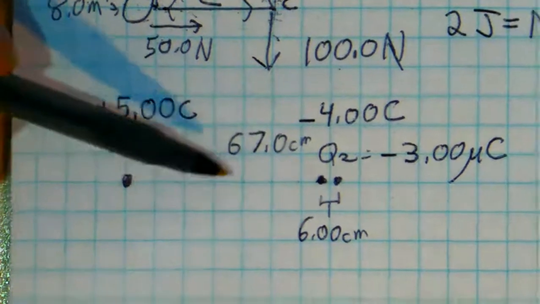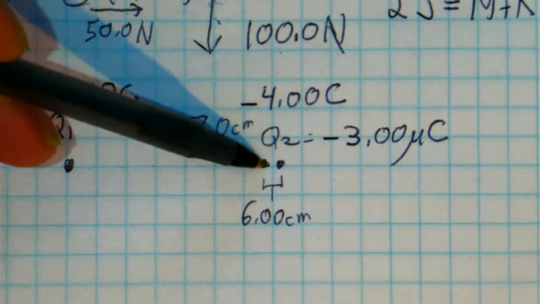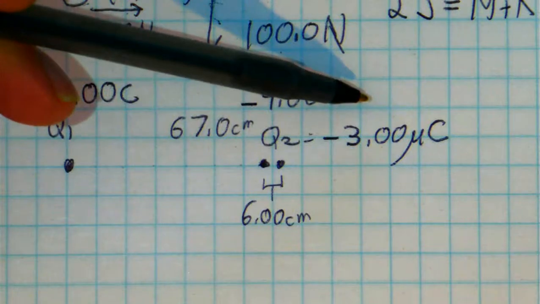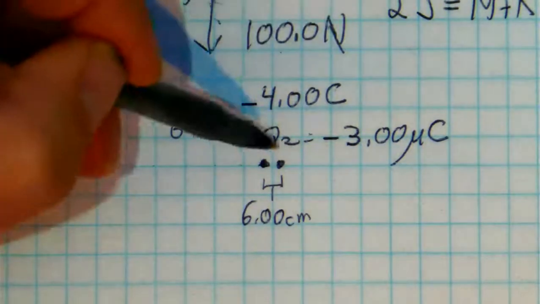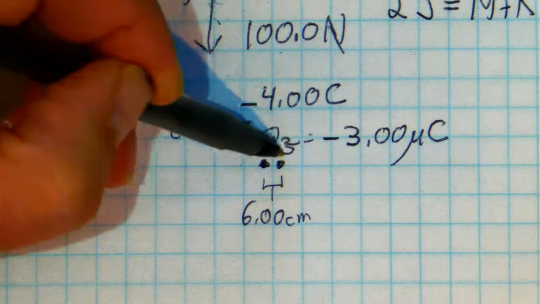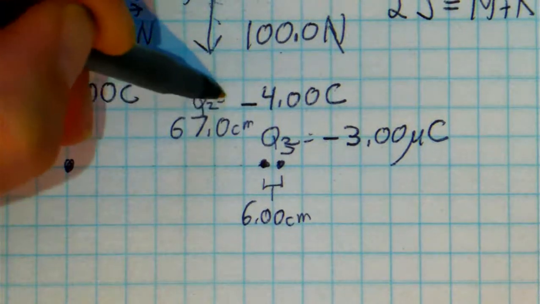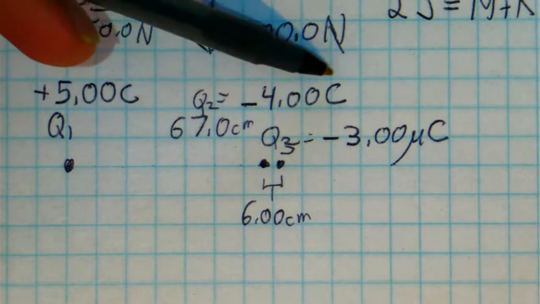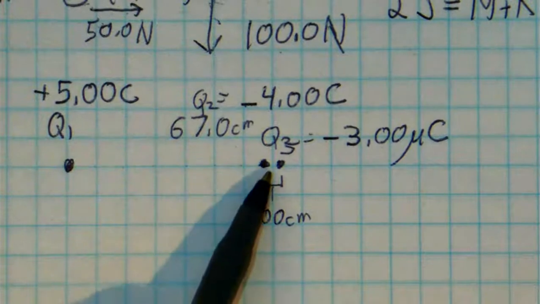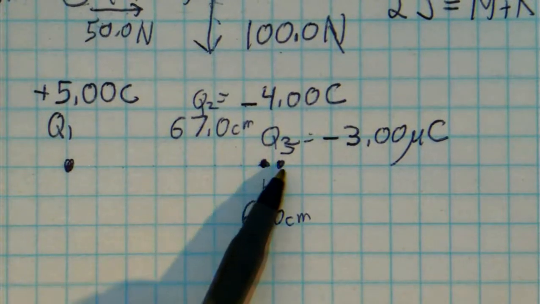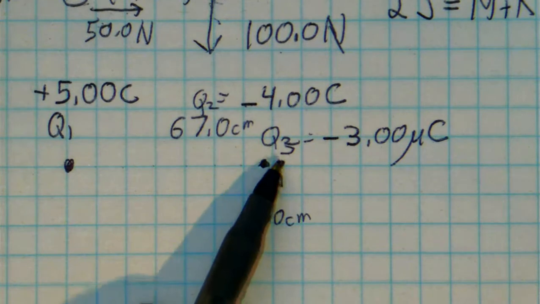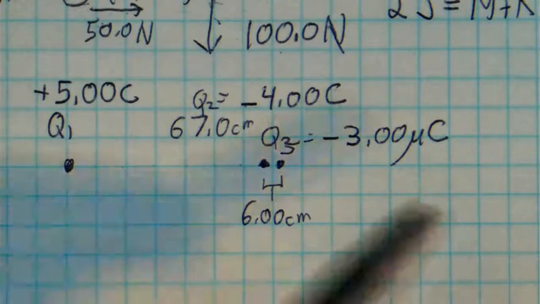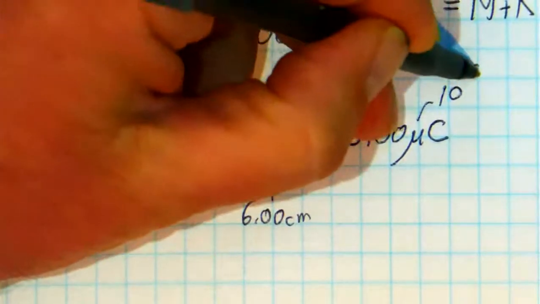The problem we've come up with is the first charge, Q1, is positive 5.00 coulombs of charge. 67.0 centimeters to the right of it is charge Q2. Charge Q2 has a value of negative 4.00 coulombs. And 6 centimeters to the right of charge Q2 is charge Q3, which has a value of negative 3.00 microcoulombs, where micro means times 10 to the negative 6th power.